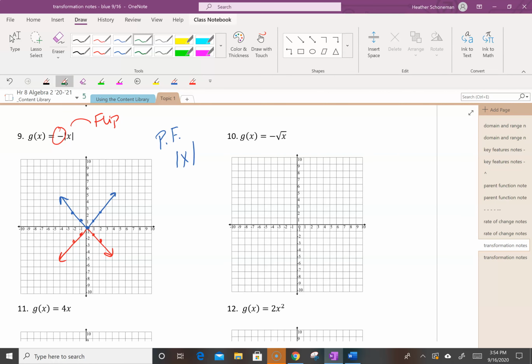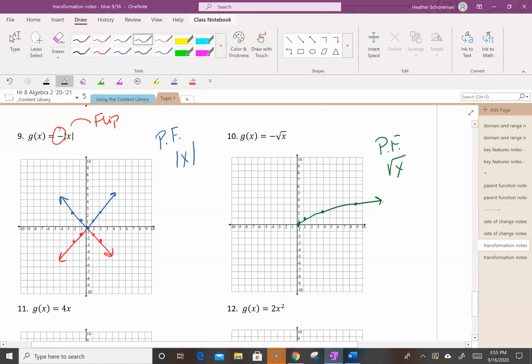Same thing on number 10. Number 10, the parent function is the square root. We've done this before, okay? If you look on number 7, you should be able to get all the points that you need if you need the points again. But there's my parent function.